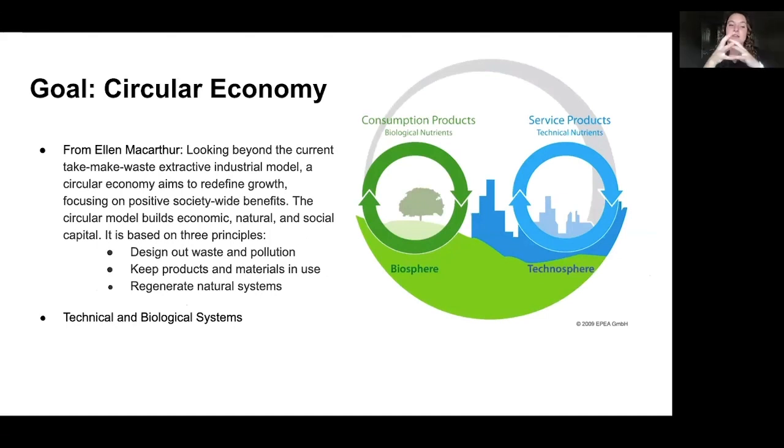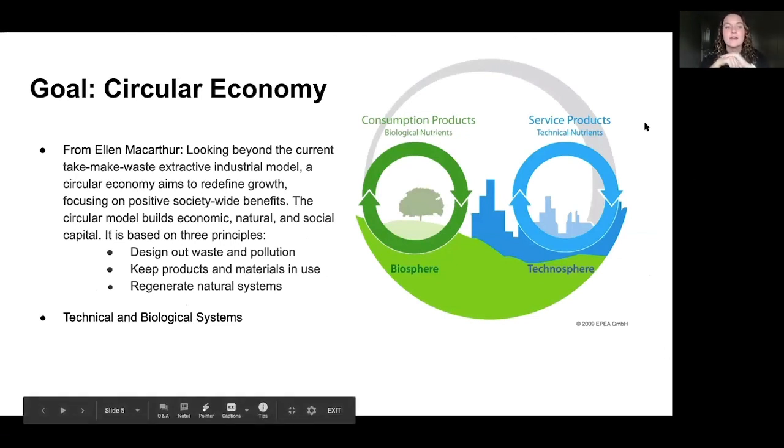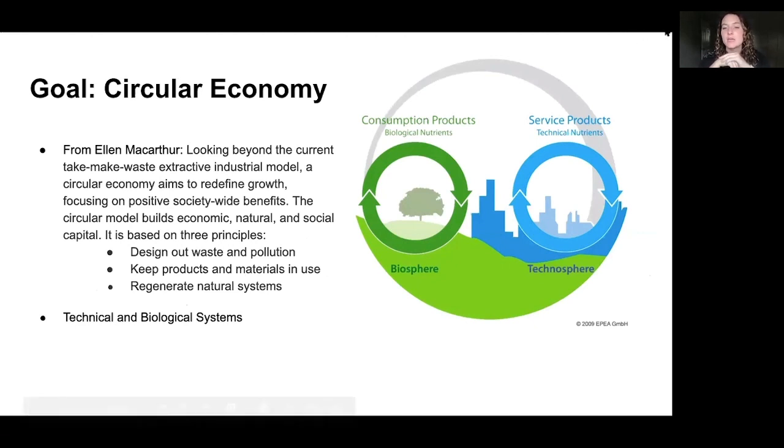So this graphic and this little quote is from the Ellen MacArthur Foundation, a foundation which does a tremendous amount of work in circular economy. So it says, looking beyond the current take, make, waste extractive industrial model, a circular economy aims to redefine growth, focusing on positive society-wide benefits. The circular model builds economic, natural, and social capital. It is based on 3 principles: design out waste and pollution, keep products and materials in use, and regenerate natural systems.